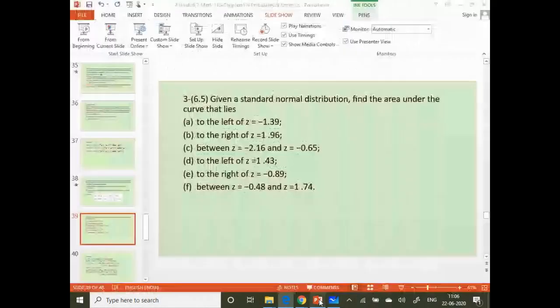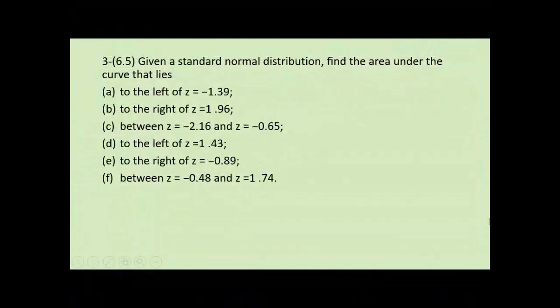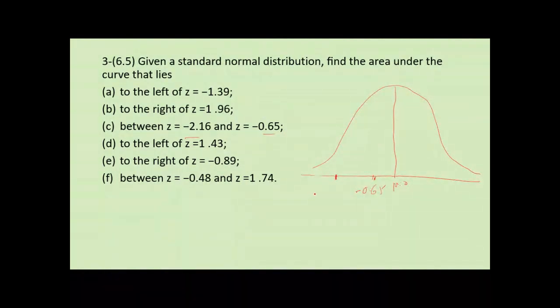I'll come back to this PowerPoint. From this side, I will draw the normal curve. The center point is where the mean is 0, isn't it? The left side will be negative values. Both the values are negative, so both are lying on the left side. See, the closer value is negative 0.65, this one, and the further value is negative 2.16.